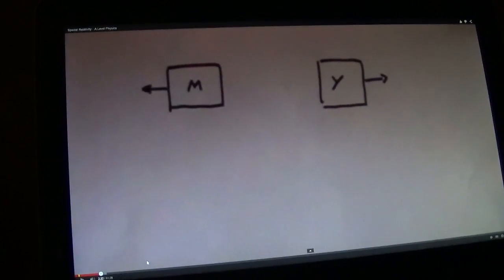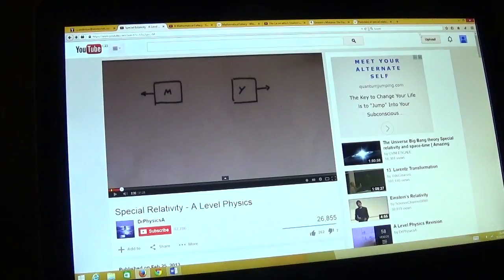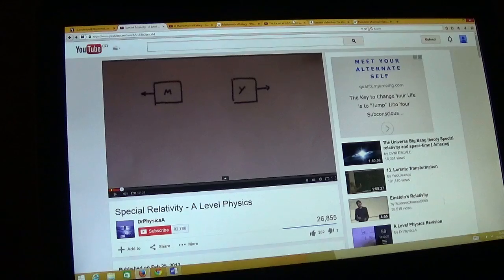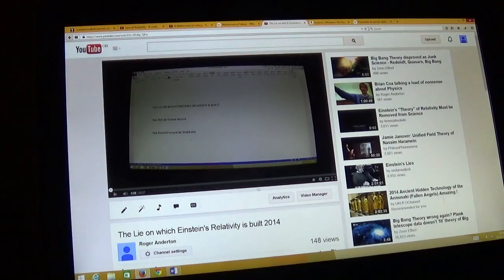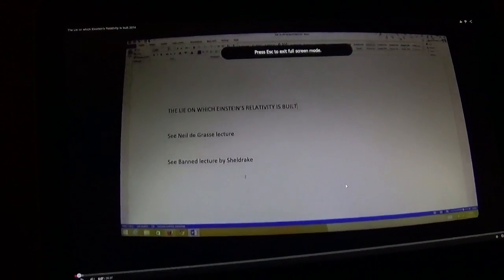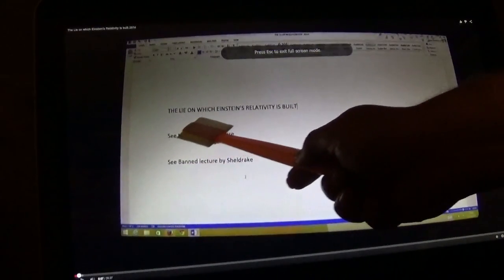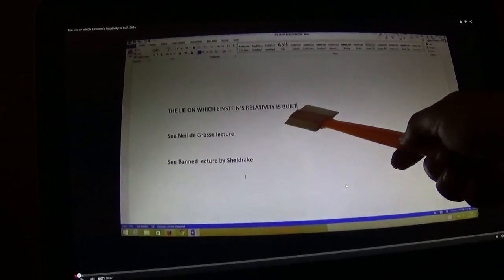Right, I have dealt with Michelson-Morley in a previous video. It's this one. If I enlarge it. The lie on which Einstein's relativity is built.